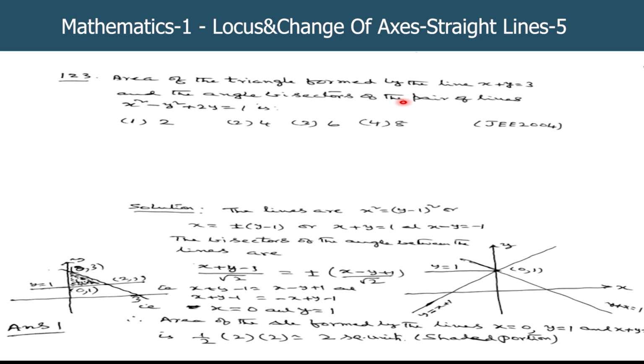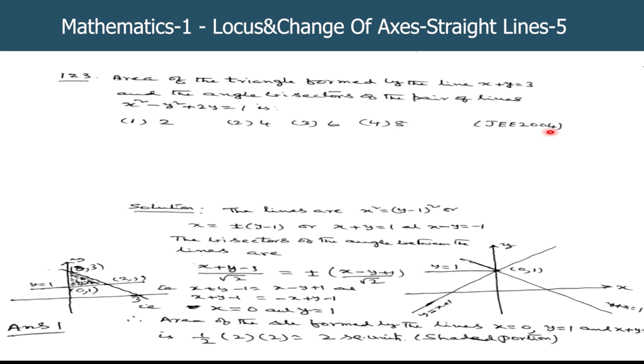Right. Question 123. The area of the triangle formed by the line x plus y is equal to 3 and the angle bisectors of the pair of lines x square minus y square plus 2y is equal to 1 is: 1) 2 square units, 2) 4 square units. Of course, all are square units. When area comes into the picture, units mean square units. 3) 6 and 4) 8.